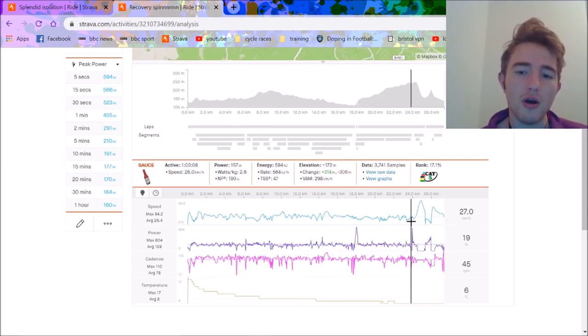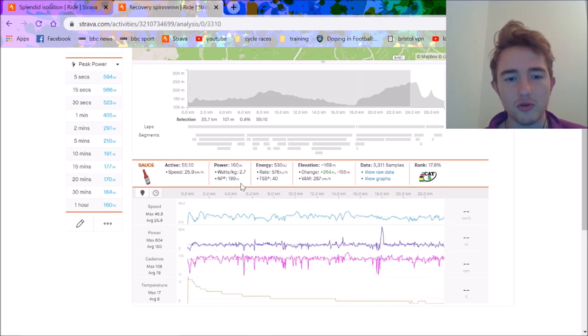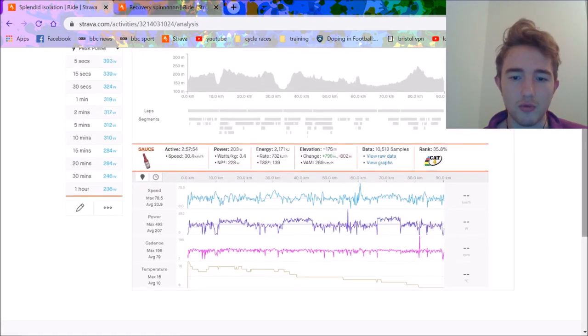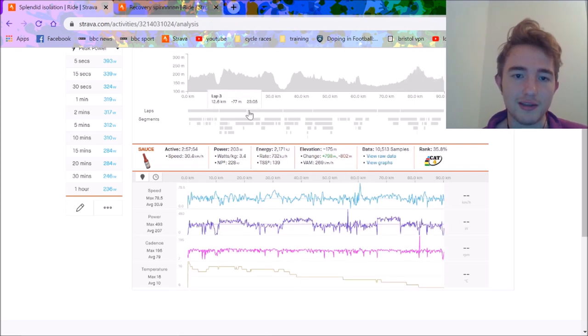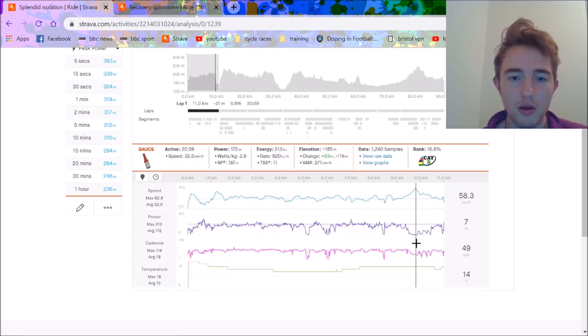I think kilojoules burned is sometimes a good thing to look at. If you look here, the kilojoules burned is 530 kilojoules in an hour. That's a pretty good thing. So this rate here, I think, is actually quite a good way of telling what sort of ride it is. So we'll go over to a different ride today. You can see here that kilojoules is like 633, normalized 190. But I think it's a lot better way of telling how hard the ride is, because that's how much work you're doing.